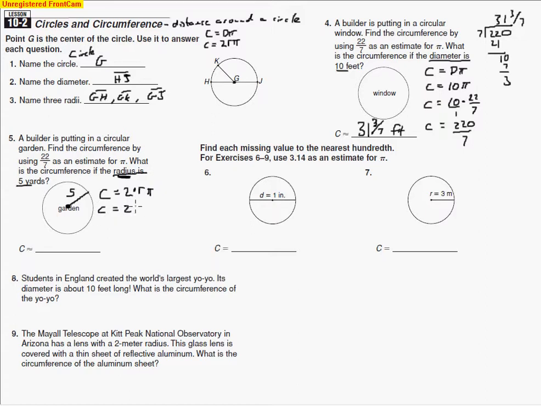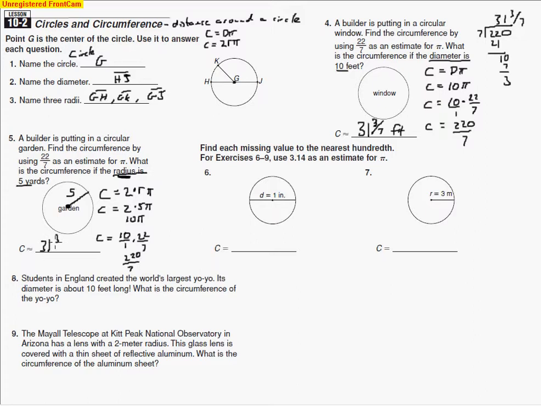2 times 5 pi. So we get 10 pi once again. We get the same exact number as we had over here. So we already know what this answer is going to end up being. 10 pi, well, we already did that. We're doing 22/7 again. 10 over 1 times 22 over 7. That just makes 220 all over 7. We already know that answer is 31 3/7. So we'll just go ahead and write that one down.